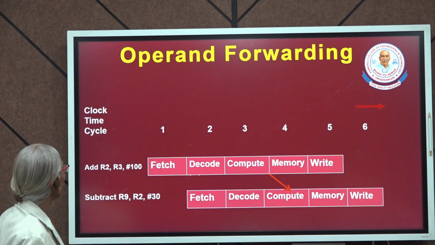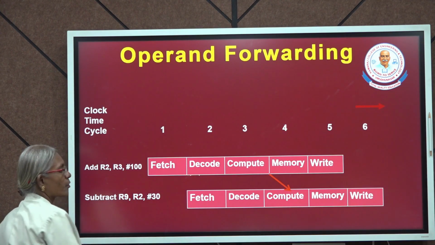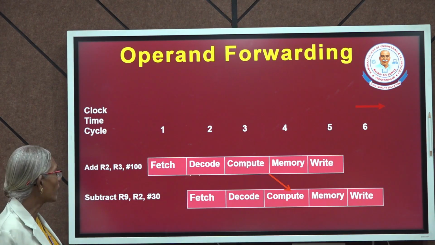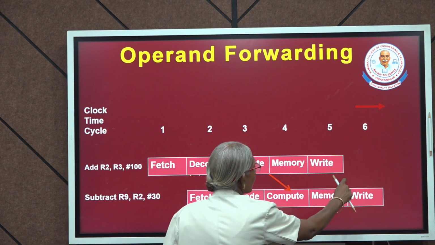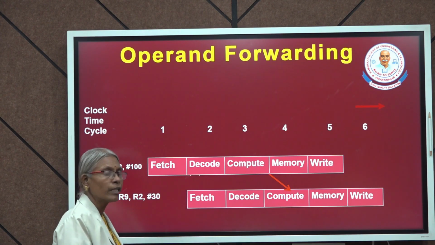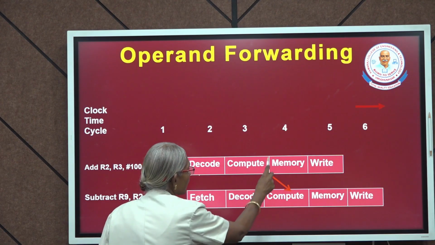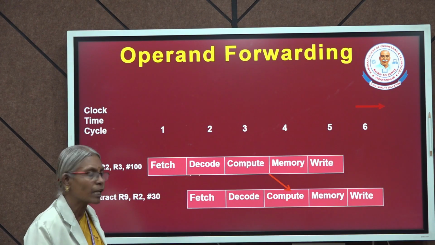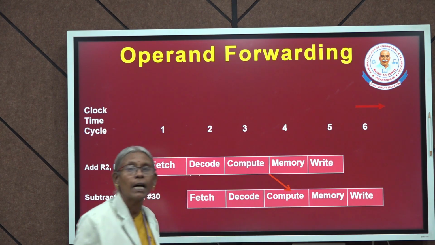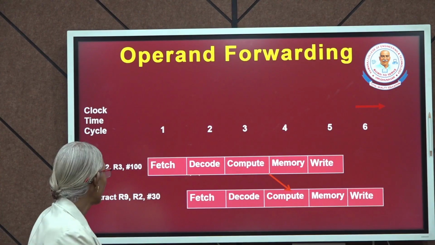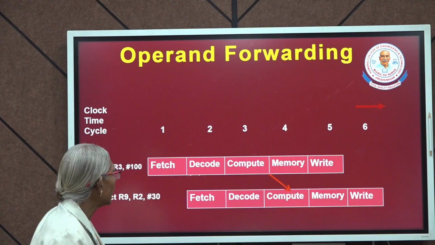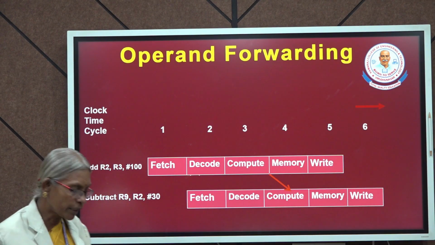See, this is what we have. The add instruction goes through fetch, decode, compute, memory and write. Without operand forwarding, till this clock cycle, the next instruction has to wait. But because of operand forwarding, as soon as the data is available after the compute cycle, it is forwarded to the arithmetic logic unit, so that the next instruction can get the value of register R2. This is what we call operand forwarding.